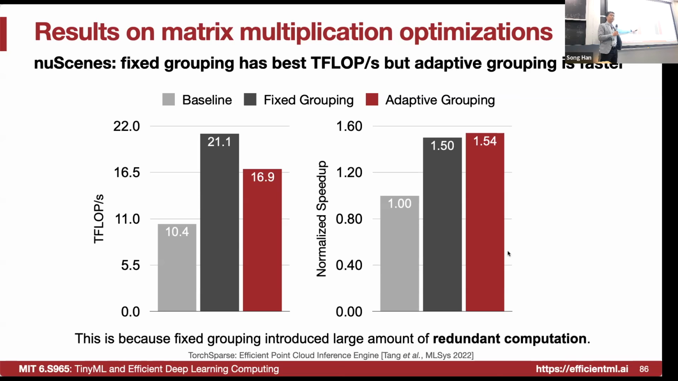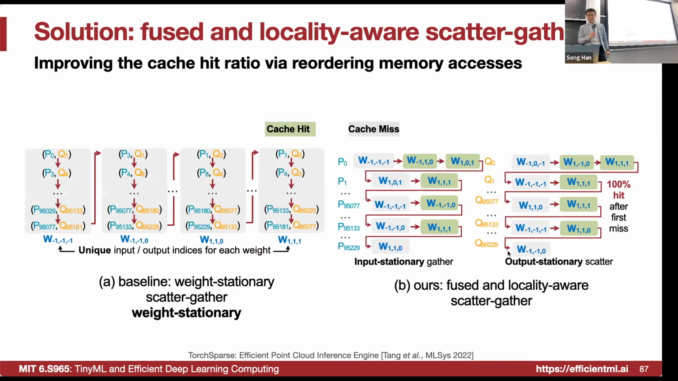So here we are doing a lot of redundant padding, which makes the TOPS per second pretty high, but it's actually computing a lot of redundant workload. The final speedup is actually not as good as adaptive grouping. So the take home here is that we want to trade computation for regularity. Sometimes we are doing some redundant computation, but the speed is actually better than if we do no redundant computation but it's purely irregular.